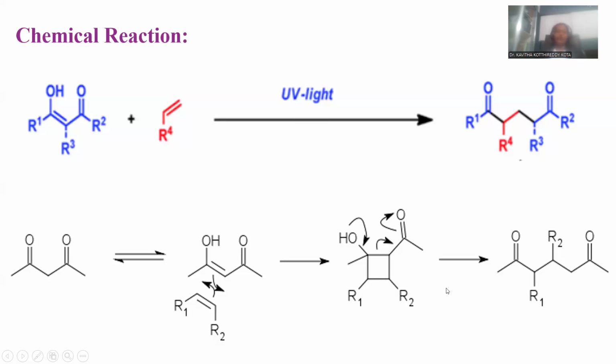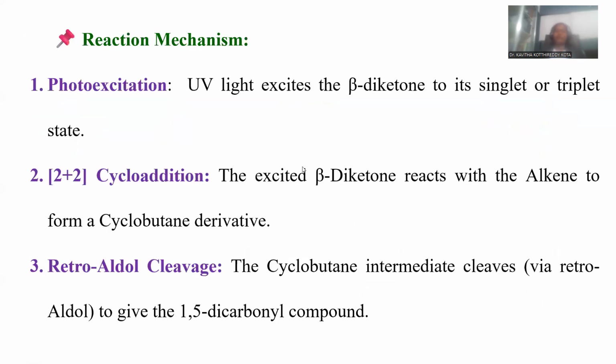as the final product. Here is the reaction mechanism: photoexcitation takes place. First of all, the beta-diketone is treated with UV light, so that photoexcitation is the initial part of the reaction. Later on, the tautomerized compound participates in the 2+2 cycloaddition with the alkenic compound. This is the important step of this reaction. Then retro-aldol cleavage takes place. After getting this cyclobutane intermediate, retro-aldol cleavage gives rise to what? The 1,5-dicarbonyl compound as the final product.